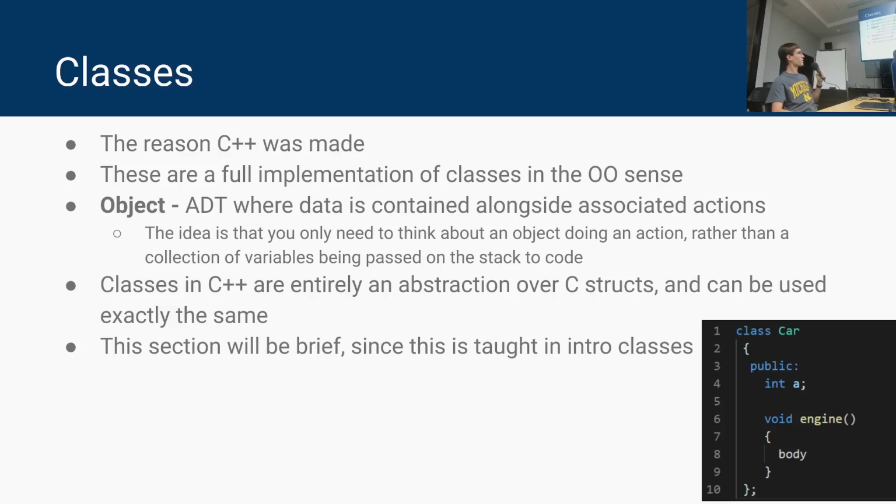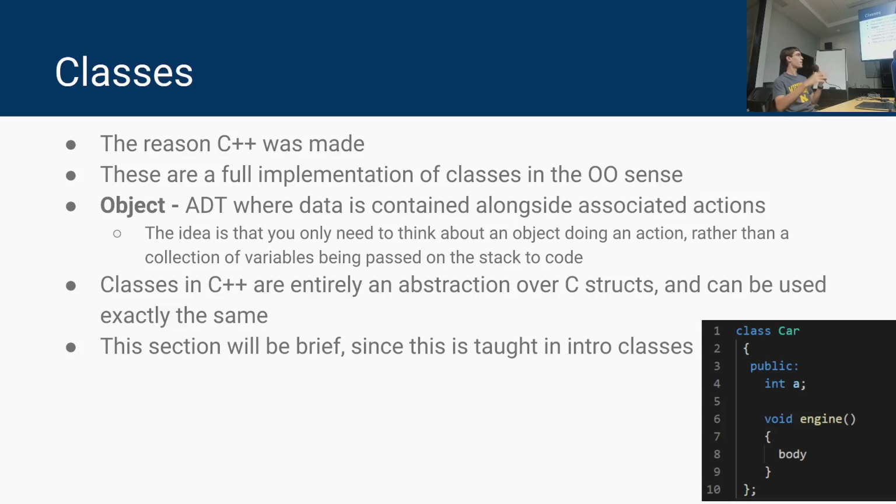These are classes in the object-oriented sense. Basically, it's an abstract data type where data is alongside actions to be operated on that data. That's the most fundamental area of classes. In C++ terms, I think it's member variables and member functions. I'll call them fields and methods because that's what Java does, and that's just what people say nowadays. But you'll hear those interchangeably.